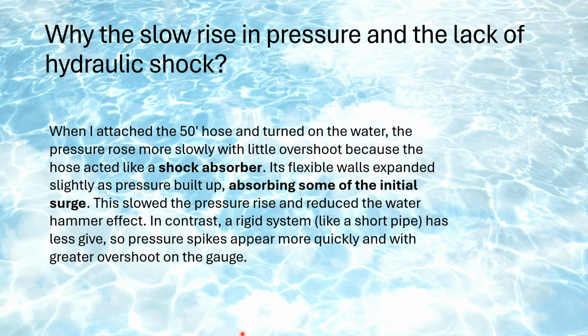Why the slow rise in pressure and the lack of hydraulic shock? When I attached the 50-foot hose and turned on the water, the pressure rose more slowly with little overshoot because the hose acted like a shock absorber. Its flexible walls expanded slightly as pressure built up, absorbing some of the initial water surge. This lowered the pressure rise and reduced the water hammer effect. In contrast, a rigid system, like a short pipe, has less give or expandability, so pressure spikes appear more quickly with greater overshoot on the gauge. And so that's just what we observed, that the hose acted as a shock absorber and the water pressure rose more slowly.